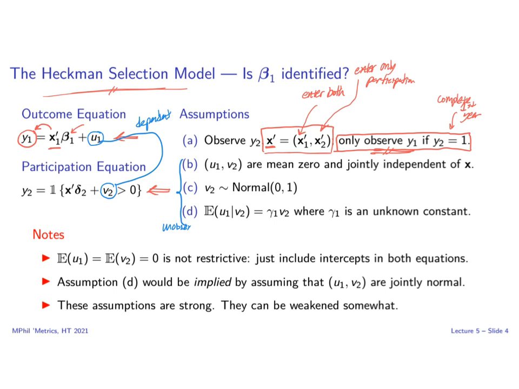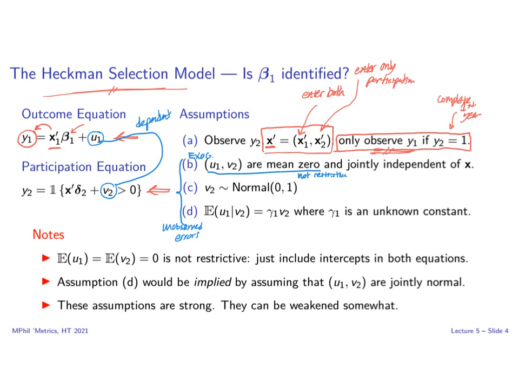Turning our attention first to B. B is essentially an exogeneity condition. Its first part is not restrictive. It merely says that the expectations of u1 and v2 are both 0. This is satisfied automatically if we include an intercept in both the participation and outcome equations, say, if we just define the first element of x1 to be equal to 1.